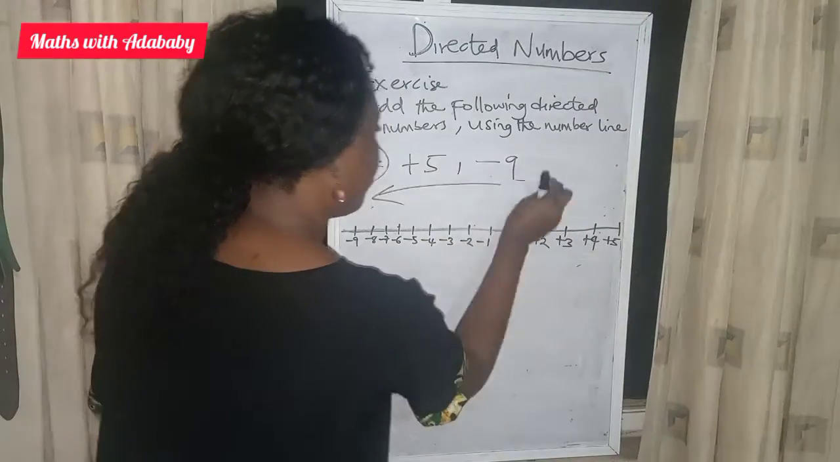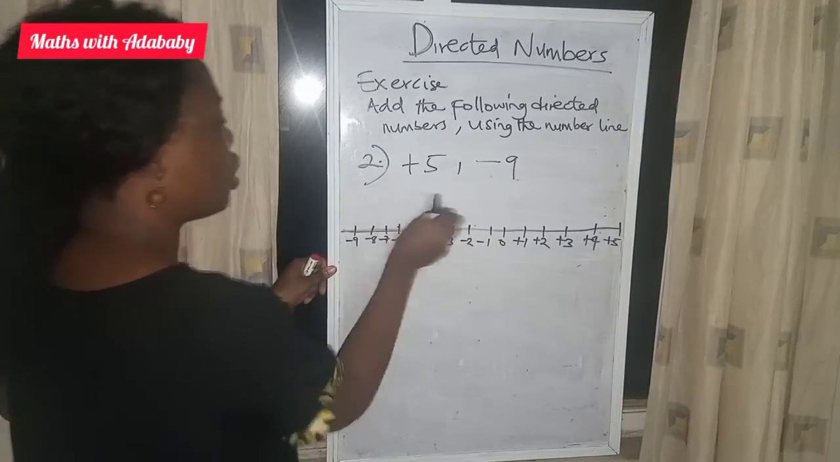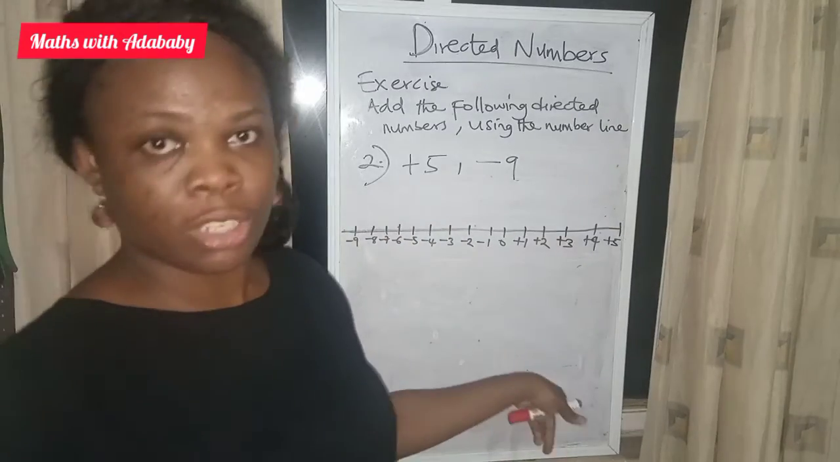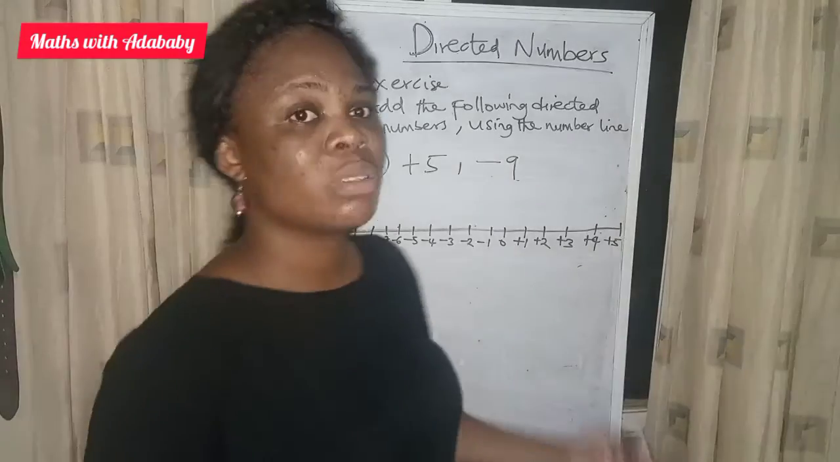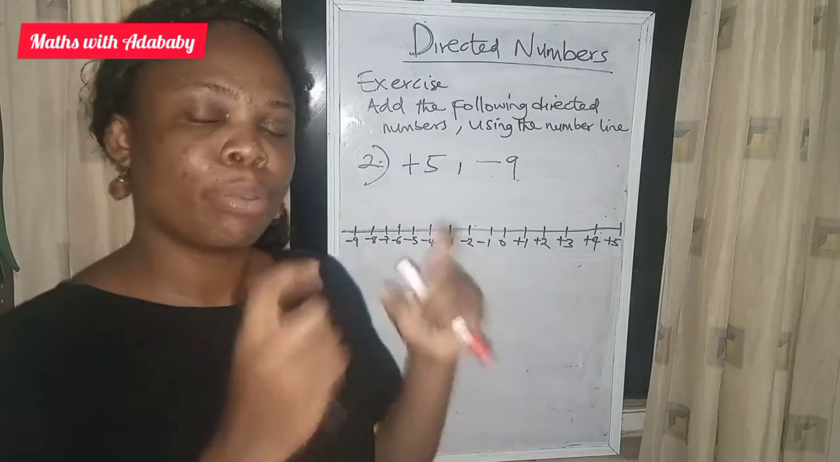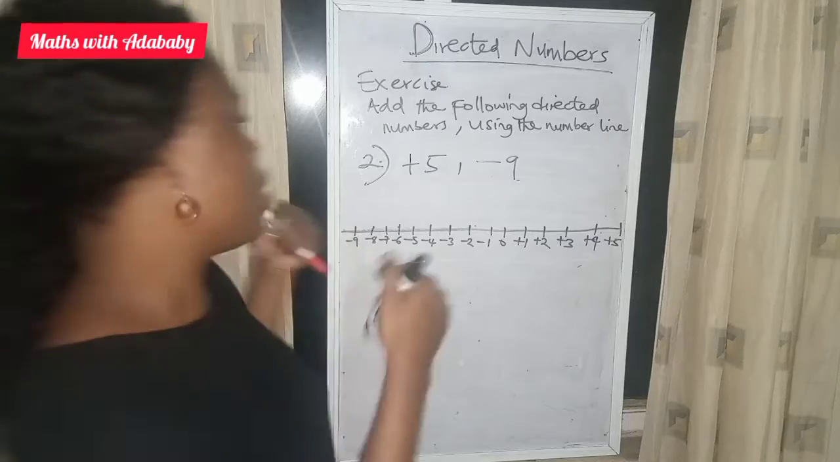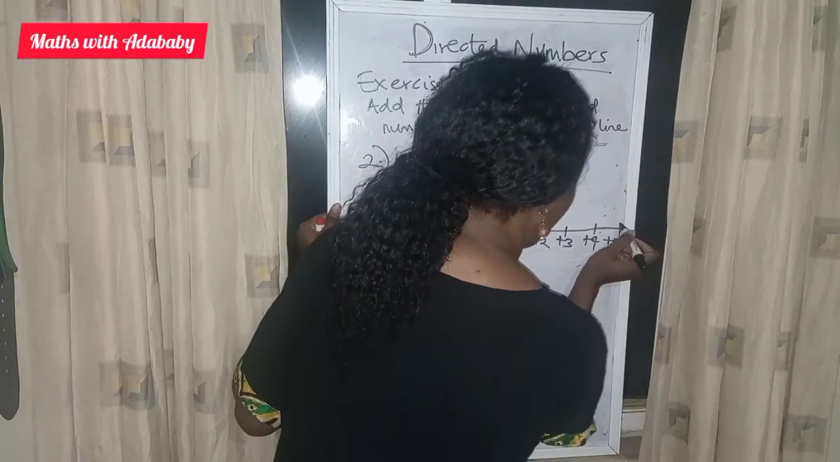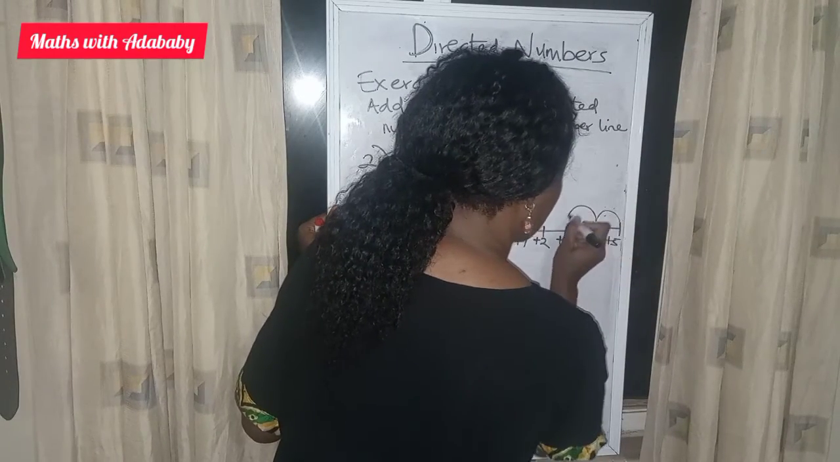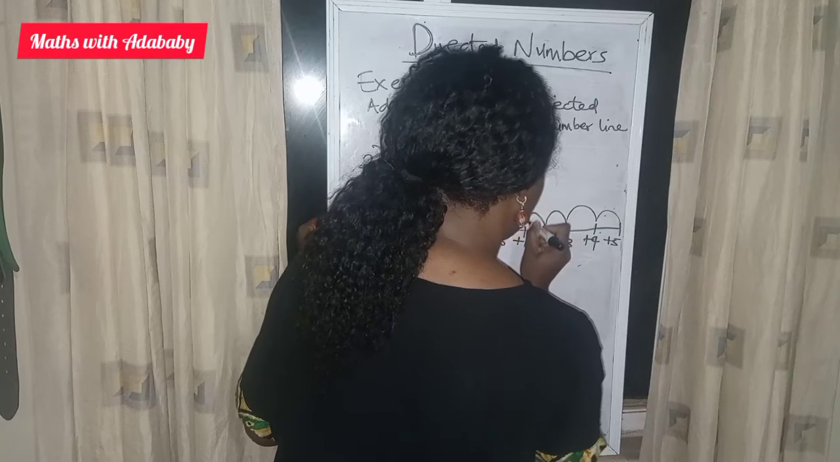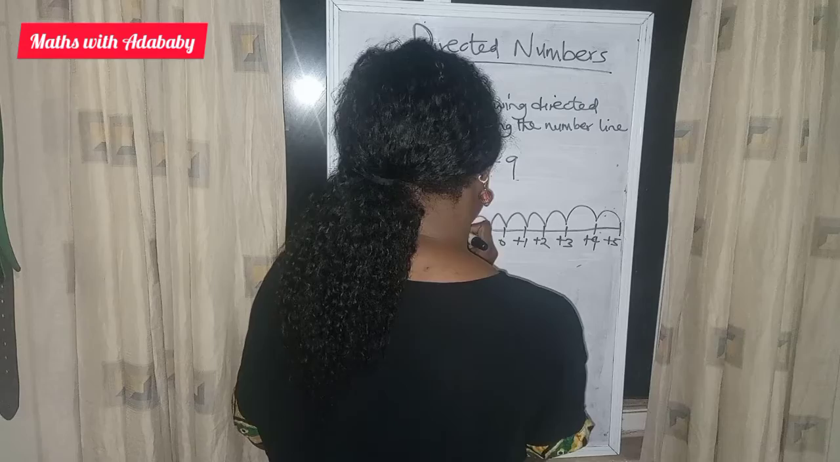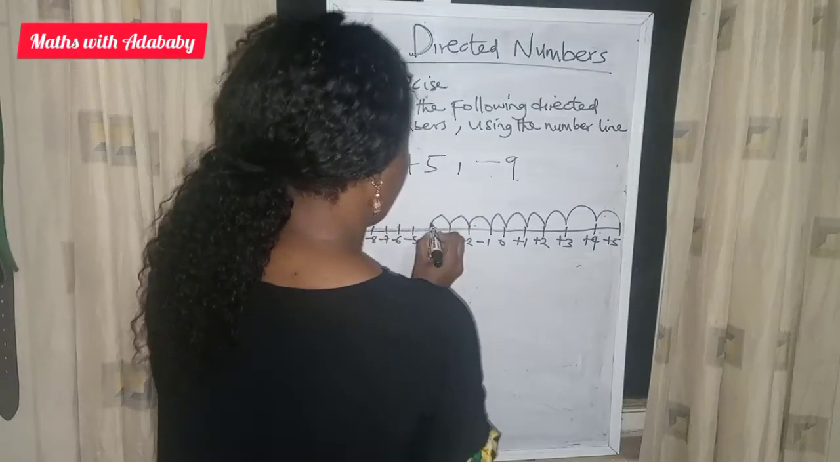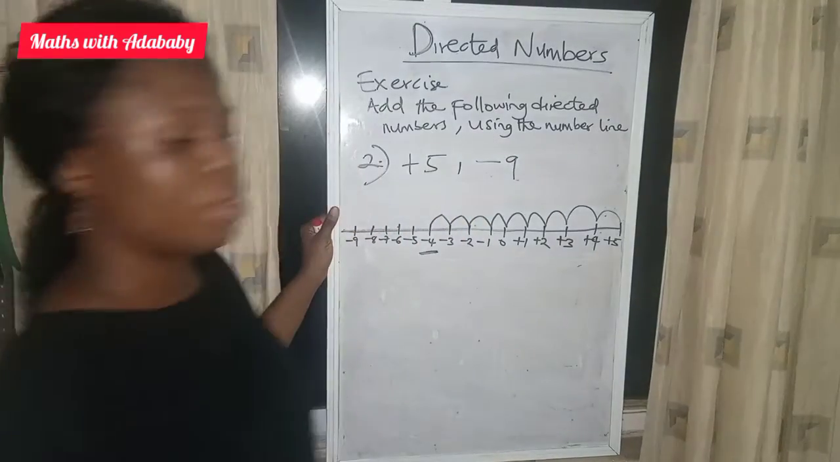So minus 9 is going to take us back on the number line. How we're going to take it back is that we're going to be counting 9 points from plus 5 backwards. So what it means is that we're going to count 1, 2, 3, 4, 5, 6, 7, 8, 9. So this is where our points reach.